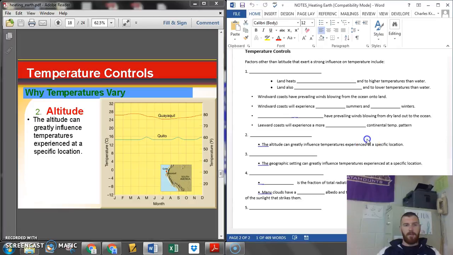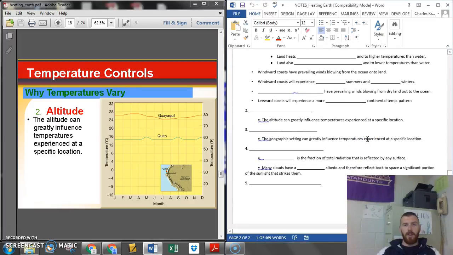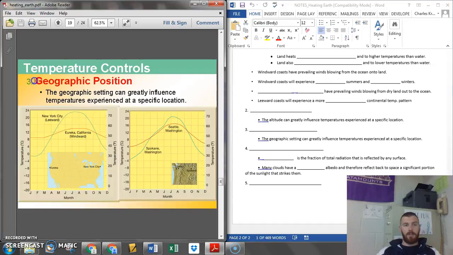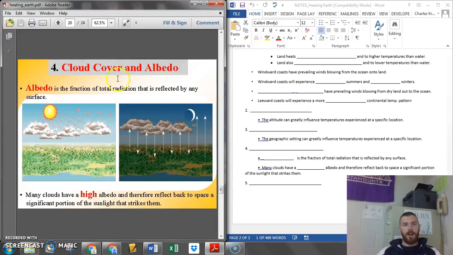Okay, altitude can have an effect. Generally, it's going to be colder at higher altitudes than at lower altitudes. Okay, geographic positioning as well is going to have an effect. Think of it being hotter in Florida than it probably is in New York. Cloud cover and albedo.